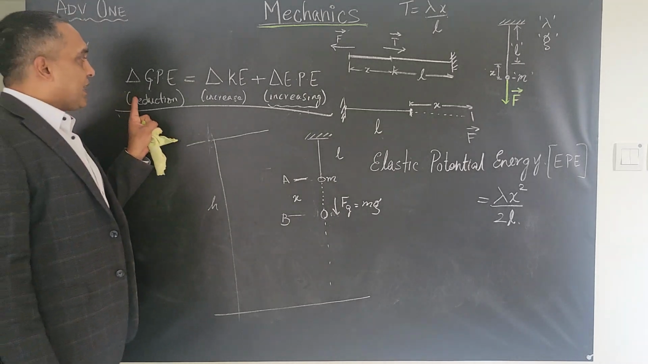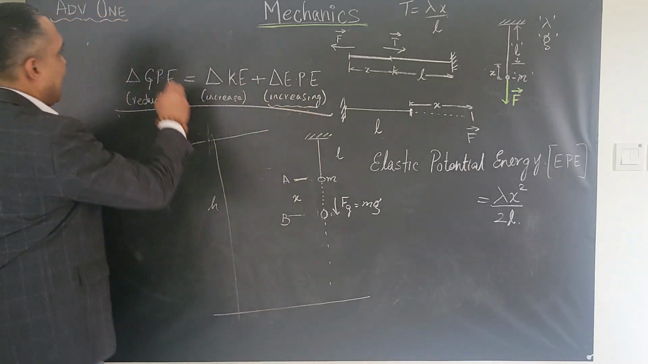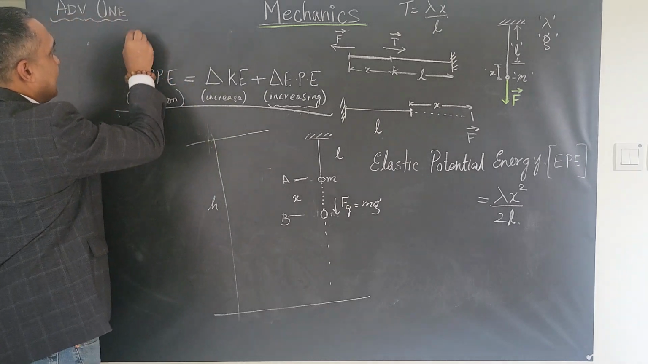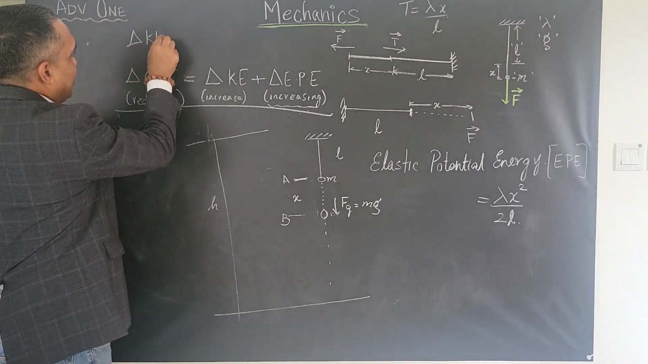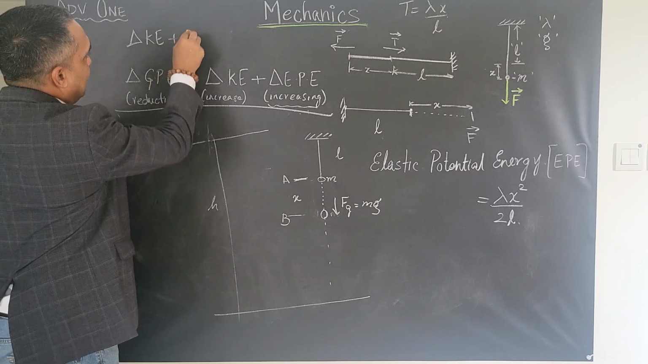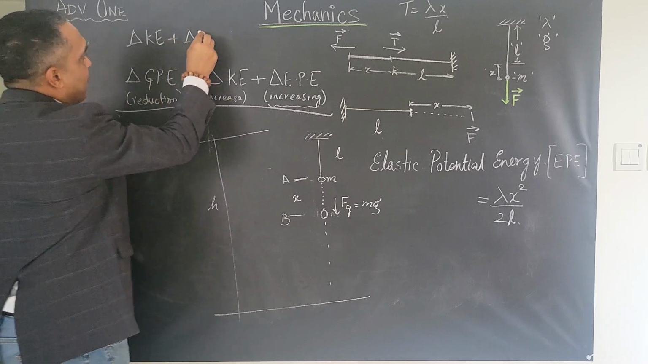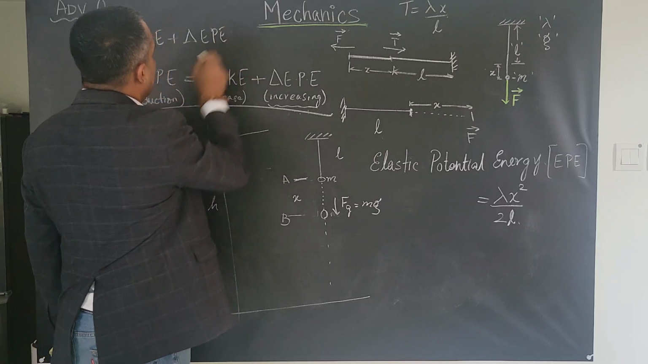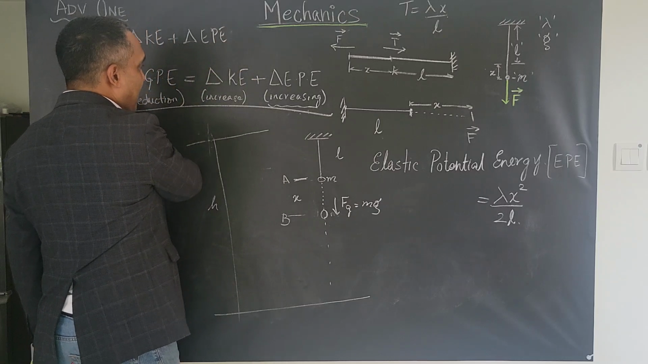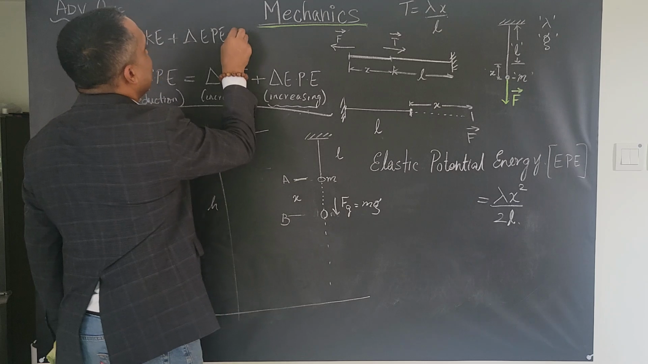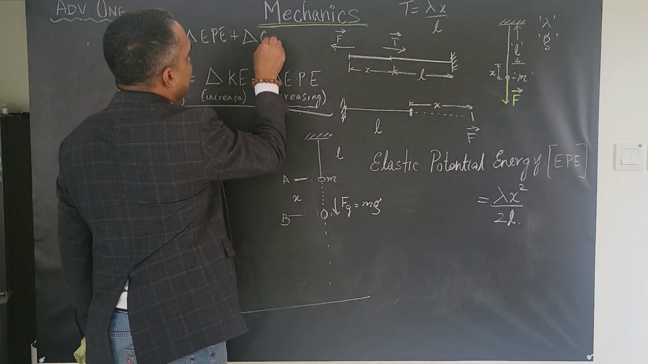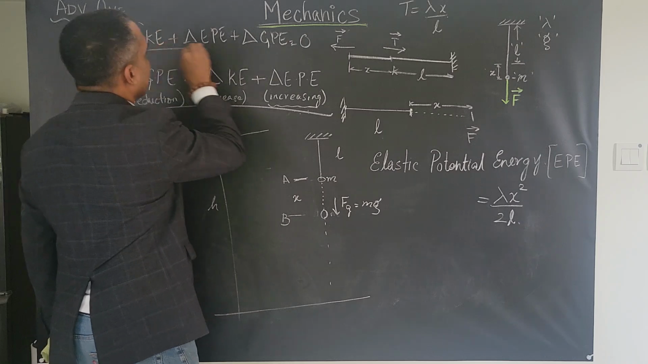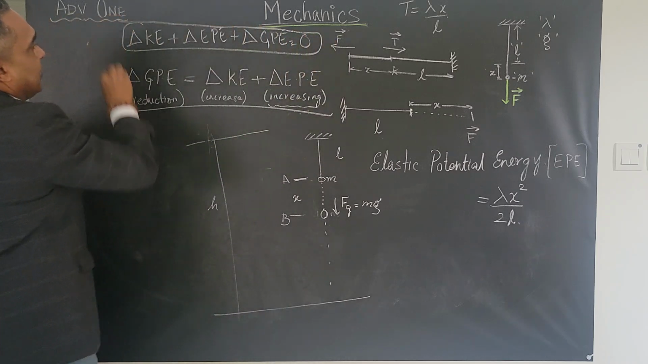Which means I can write all of these together and now say the law of conservation of mechanical energy can be written as delta kinetic energy plus the sum of elastic potential energy, right? And this is a reduction, meaning this is a negative sign. Comes here, becomes positive, plus delta gravitational potential energy is equal to zero. The conservation of mechanical energy is restated.